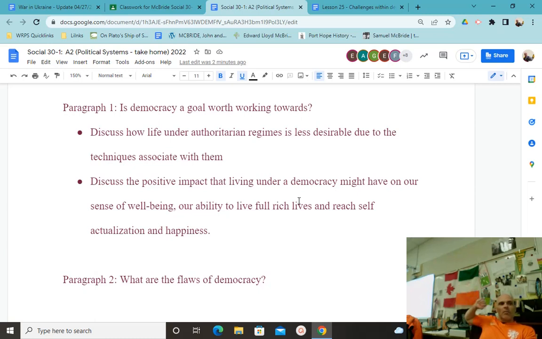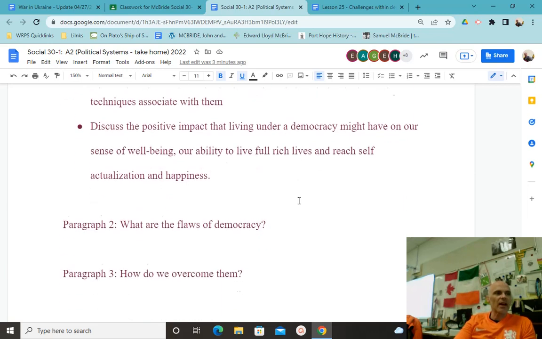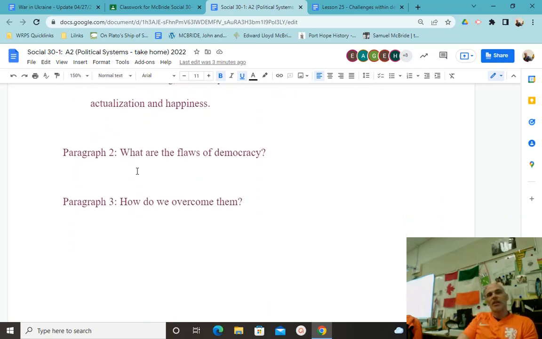And the second part of that paragraph: life under a democracy leads to more self-actualization and happiness and fulfillment. So you could throw in some Maslow and some stuff like that. And then second paragraph: these are the flaws of democracy. And then third: this is how we fix them.